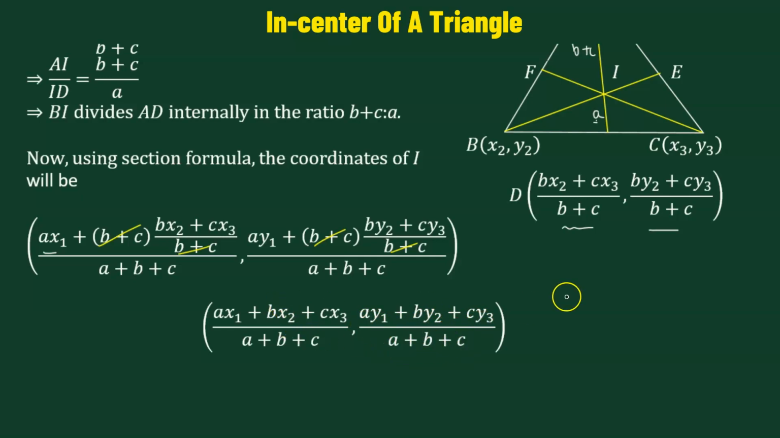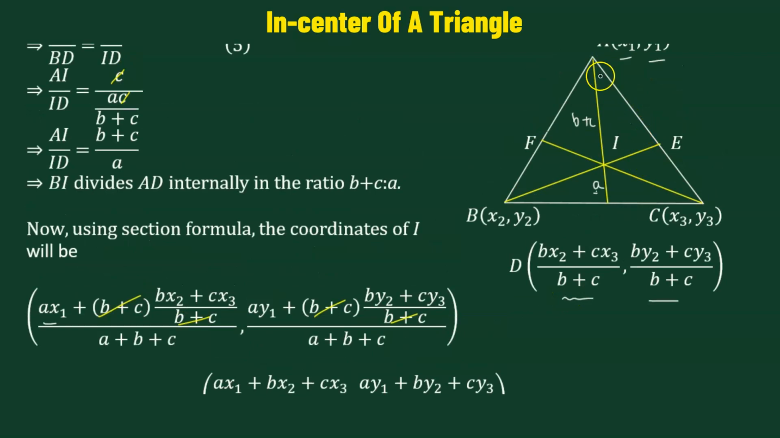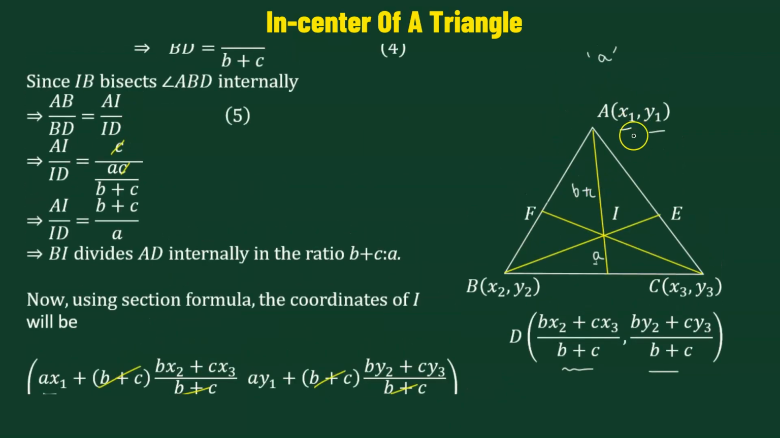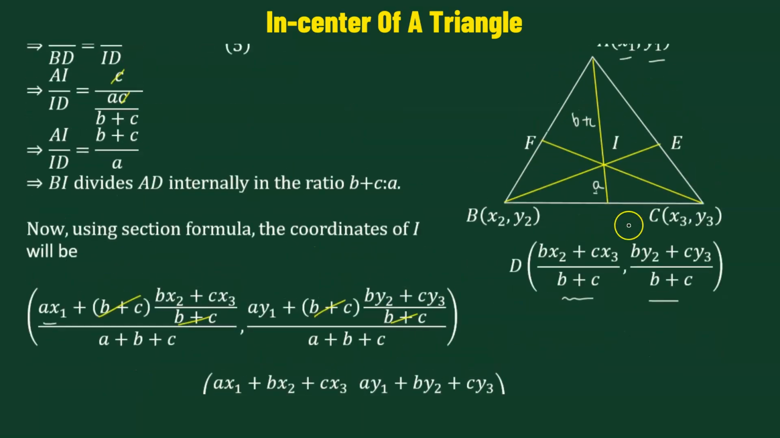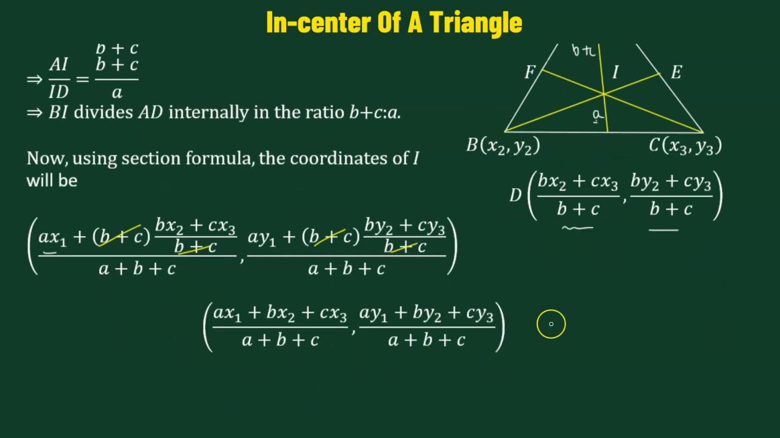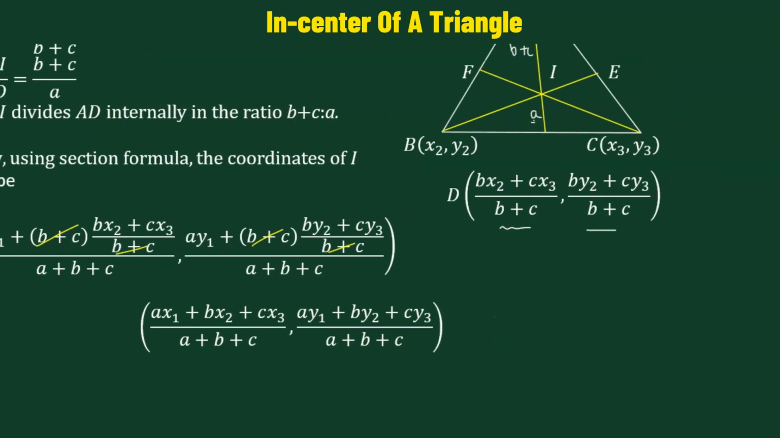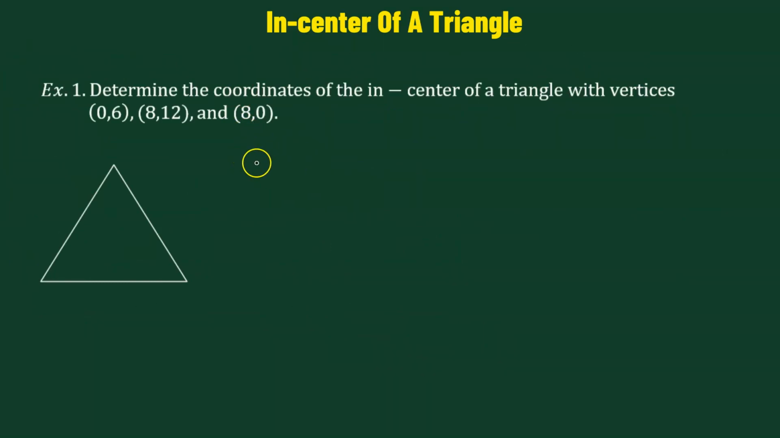So this is how we can define the coordinates of the incenter of a triangle ABC whose vertices have the coordinates x1, y1, x2, y2, x3, y3, and here a, b, c in lowercase represent the sides of the triangle ABC. So this is going to be the coordinate of the incenter of a triangle. So let's try to understand this with the help of a problem. We have a triangle whose vertices are (0, 6), (8, 12) and (8, 0). We need to determine the coordinates of the incenter of the triangle.